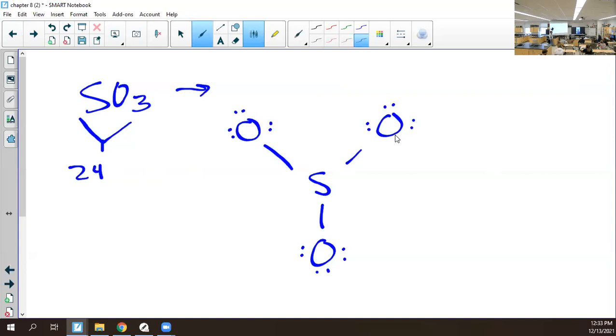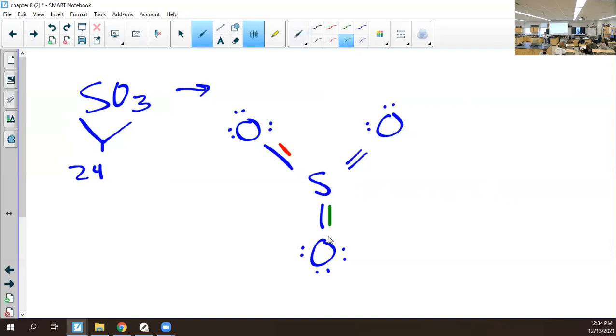Okay, here we go. So in order to octet, I need to erase at least one pair and draw a double bond. Does sulfur now have an octet? Yes. Do all the oxygens have octets? Yes. All right. Or you could have put it here. Or you could have put it there.